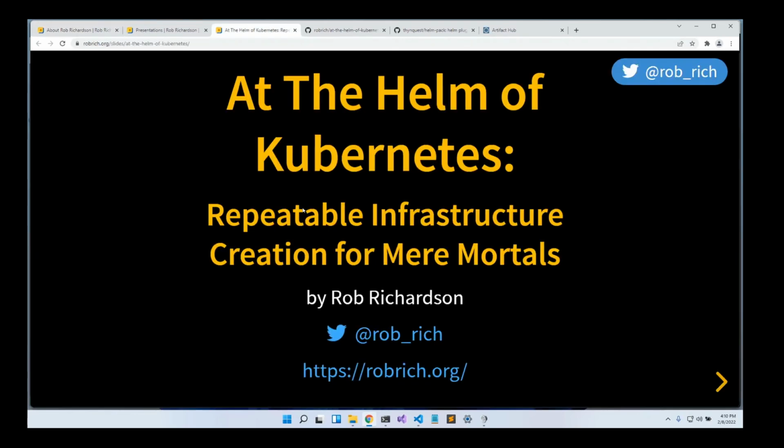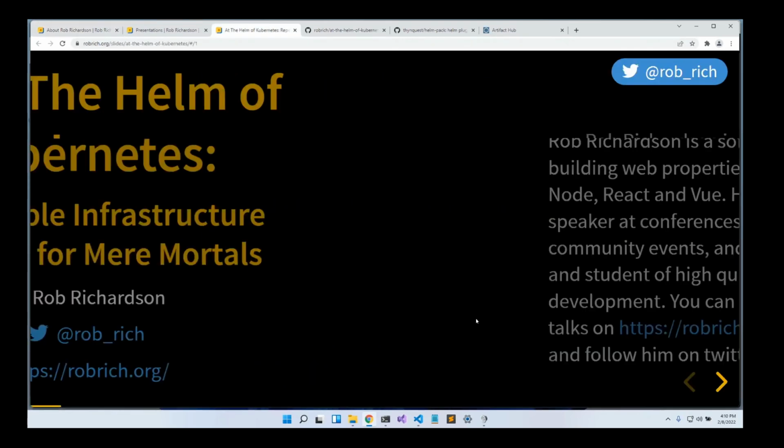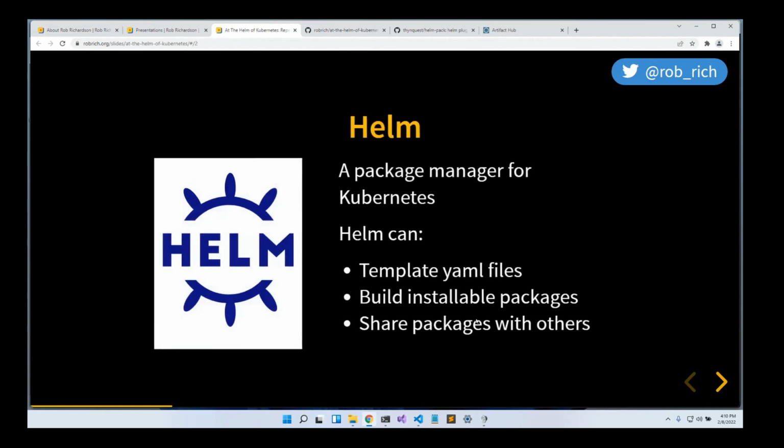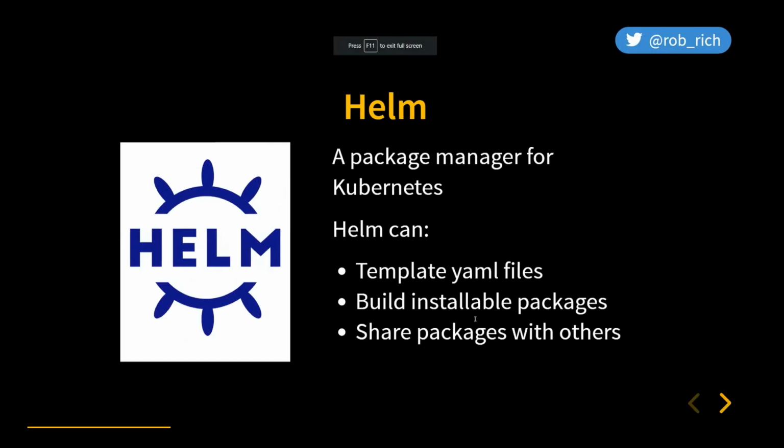So there aren't very many slides here, but let's dig in real quick. Helm. Helm is a package manager for Kubernetes. Helm can template YAML files, build installable packages, and also share and consume packages from others. We'll get to see each of those today.